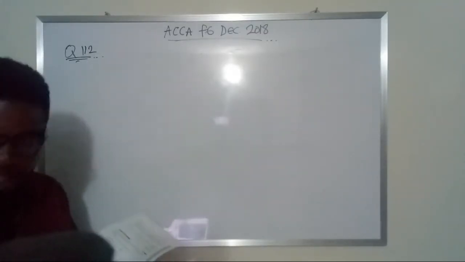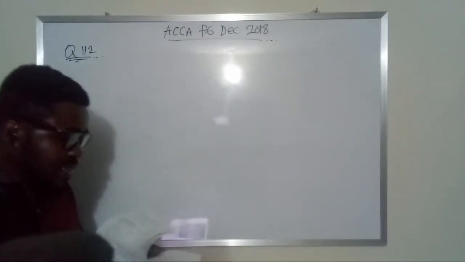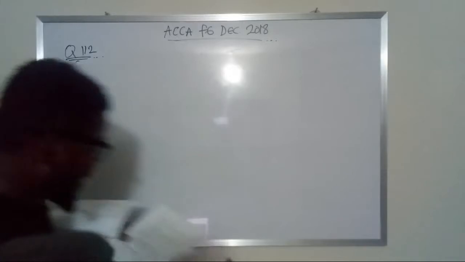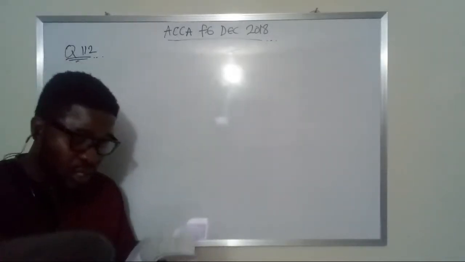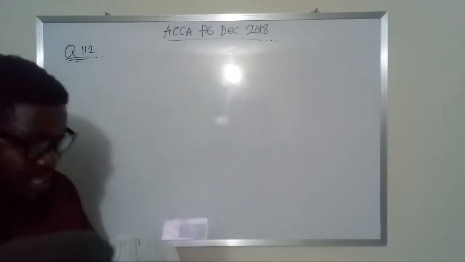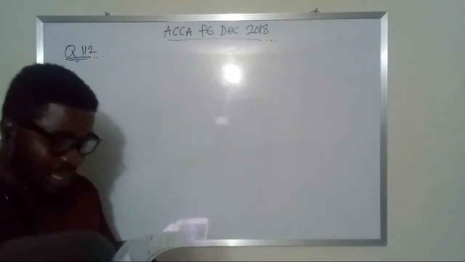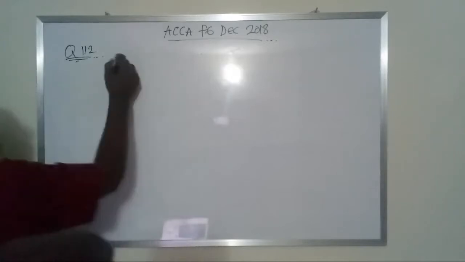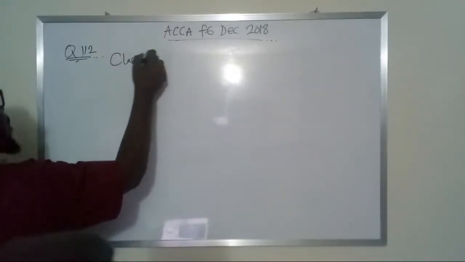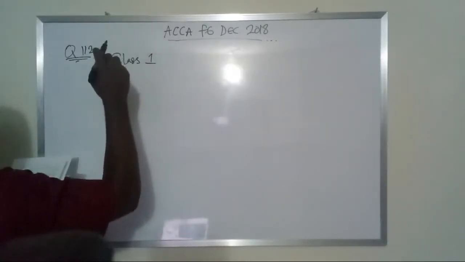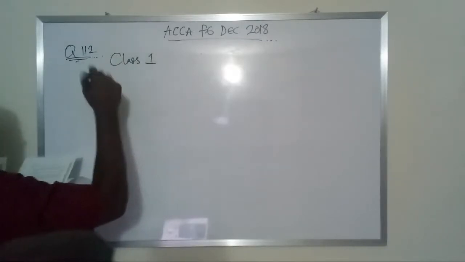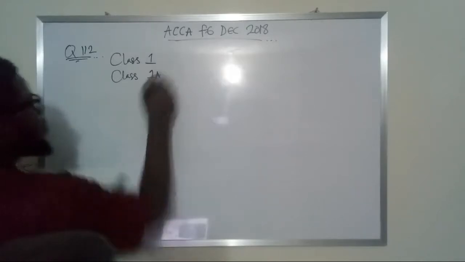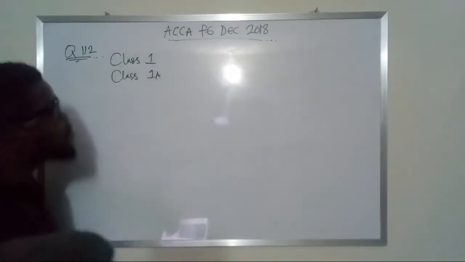Okay, requirement first. Let's read the requirement. Calculate the employees' Class 1 and Class 1A national insurance contributions, which Richard would have incurred in respect of his employees' earnings and benefits for the tax year 2017/18. So we are calculating 2 things: Class 1 and Class 1A.